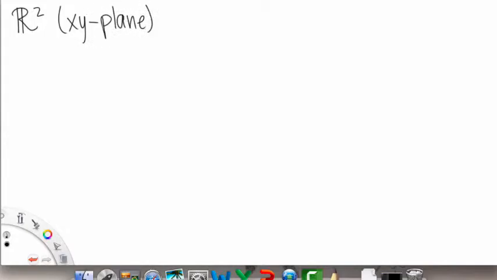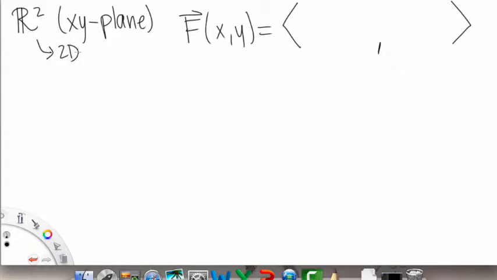Okay? And so our vector field is going to look like some F of x comma y, because we're in two dimensions. And this is going to equal a vector. But this vector is going to have two components since we're in two dimensions, right? So this just means 2D, okay, so a flat plane or a paper. And then what we're going to have for our two components are some other functions as well. So an F sub 1 of x and y, and an F sub 2 of x and y.